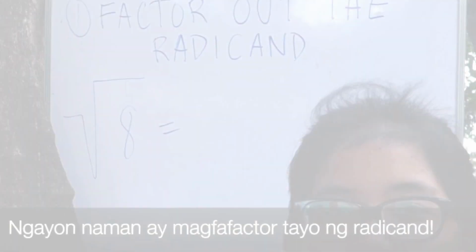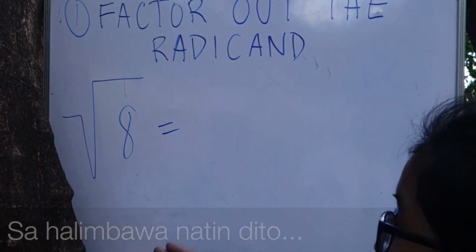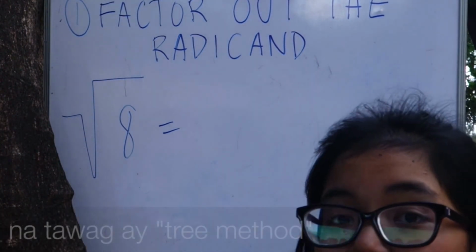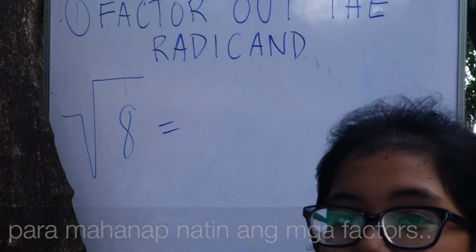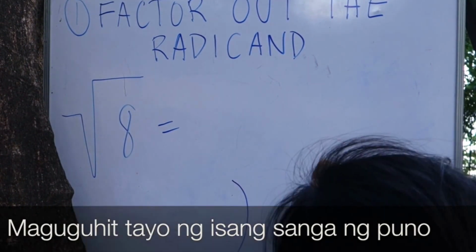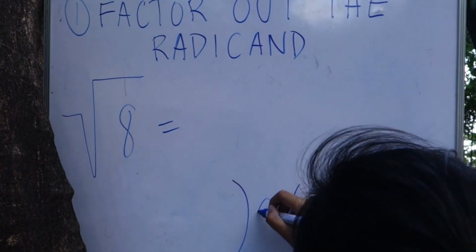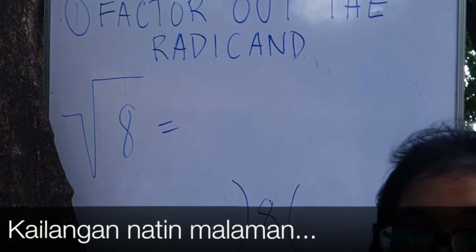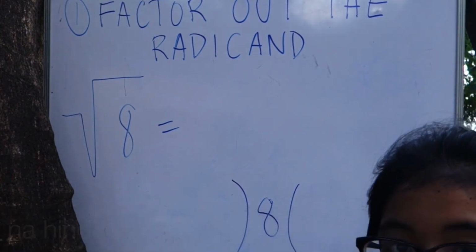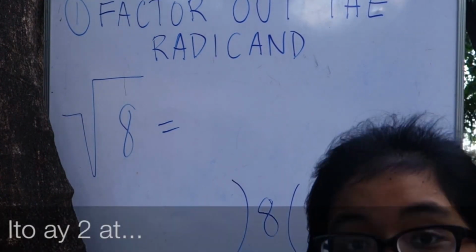The first step we will do is to factor out the radical. So, in our example here, we will try to find the factors of 8. I like to use the method called the tree method to find the factors of your radicand. First, we will draw a tree trunk and place your radicand in the middle. Now, we need to find the lowest factor of 8 that is not 1, because 1 is neither prime nor composite. So, it is 2.